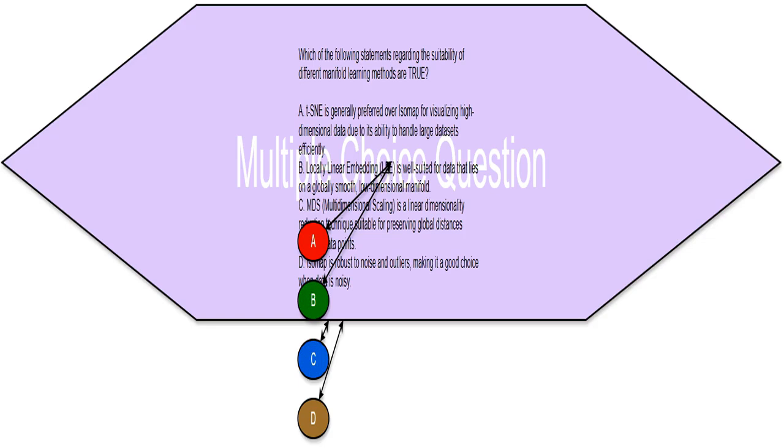This is the core question of the quiz. It's asking you to identify which statements correctly describe the strengths and weaknesses of different dimensionality reduction techniques, specifically t-SNE, isomap, locally linear embedding, LLE, and multidimensional scaling, MDS.